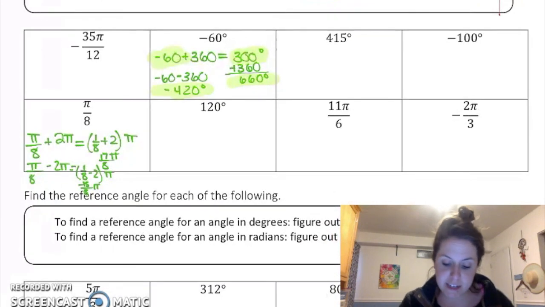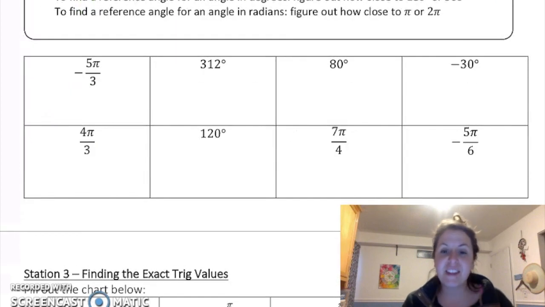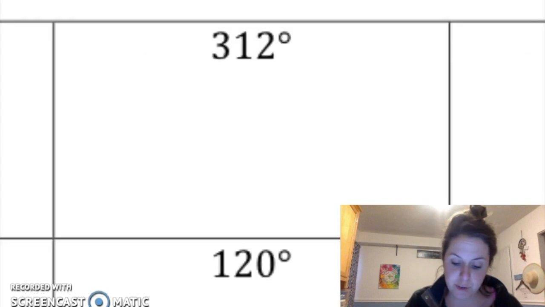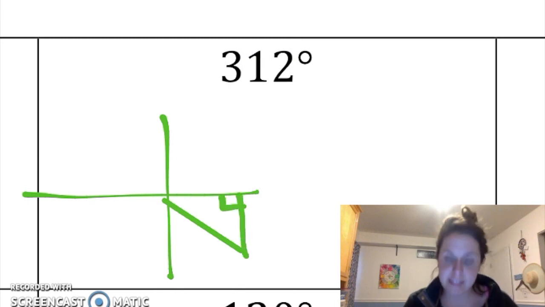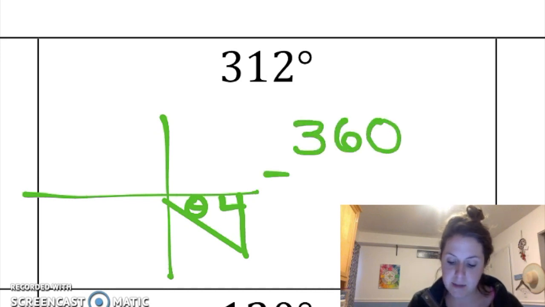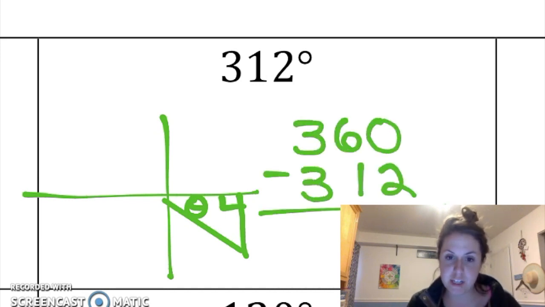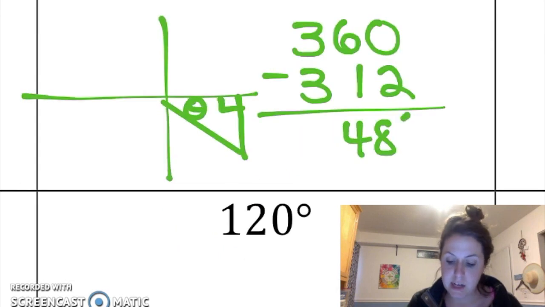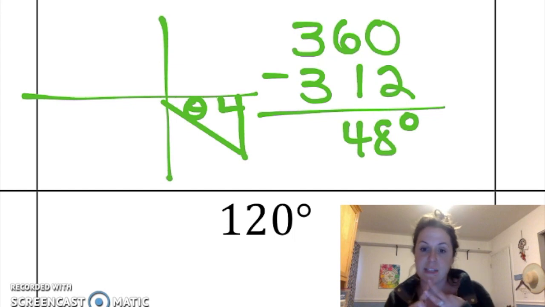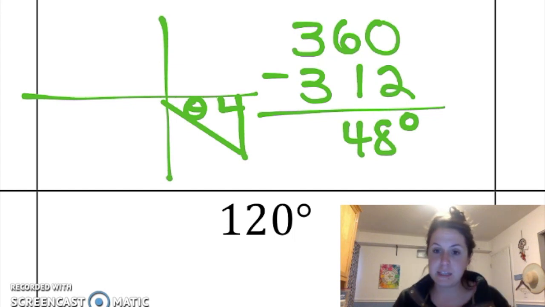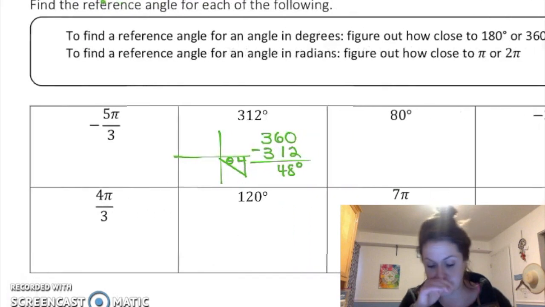Okay, reference angles we've already touched on briefly. Remember that it is just the angle between that terminal side and the x-axis. So for instance, 312 degrees, that's in this quadrant. So if you were going to make an angle with the x-axis, you'd be looking for this. So you would be doing 360 minus 312, which is 48 degrees. Now, one thing I will tell you, reference angles do not need to be 30, 45, or 60. They do, however, need to be acute. They have to be less than 90.